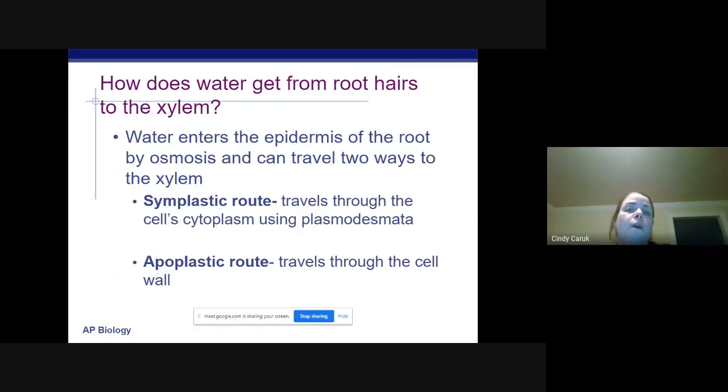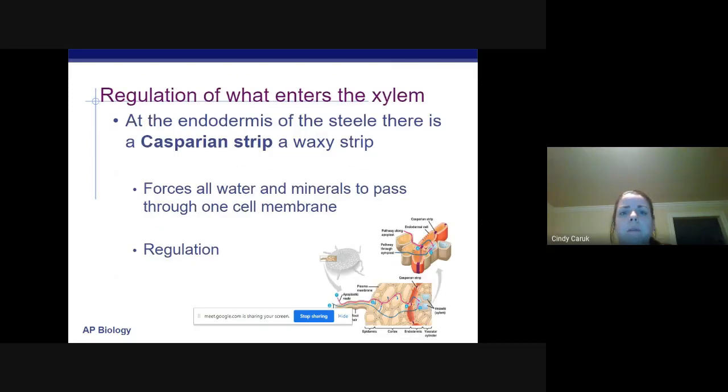But before it can enter the stele, there's what we call a Casparian strip. It's wax. So remember, wax, hydrophobic, it's a fat, and that kind of forces any water going the apoplastic route to have to pass through at least one membrane and get filtered, because you don't want anything, it'd be like allowing anything into your own circulatory system. If it's something bad, you don't want to allow it in. Same thing for a plant. Okay, so that's that Casparian strip that we see here. And the stele is where the vascular tissue is, the xylem and the phloem. Right, so we're seeing regulation again.